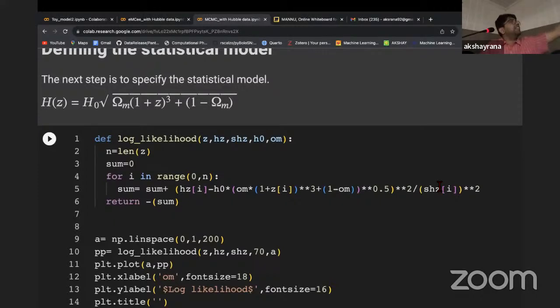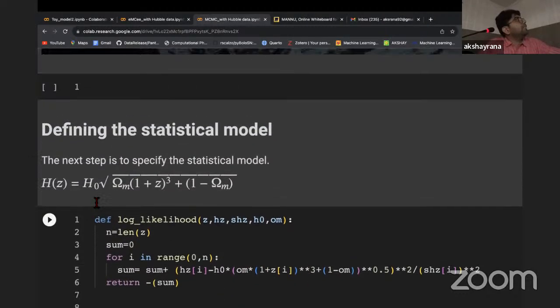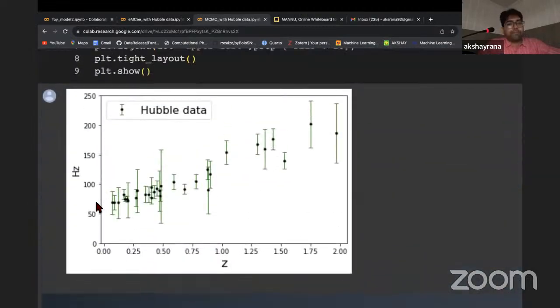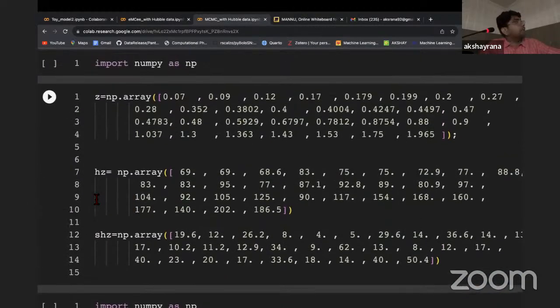Either you can define the other form as a simpler, different function, or I have just directly written H naught times the square root of omega m (1 plus z) cube plus (1 minus omega m). That's the functional form, still having two unknown parameters, H naught and omega m. These are the parameters which I am interested in figuring out. And sigma H(z) is the data error in H(z). So this I assume.